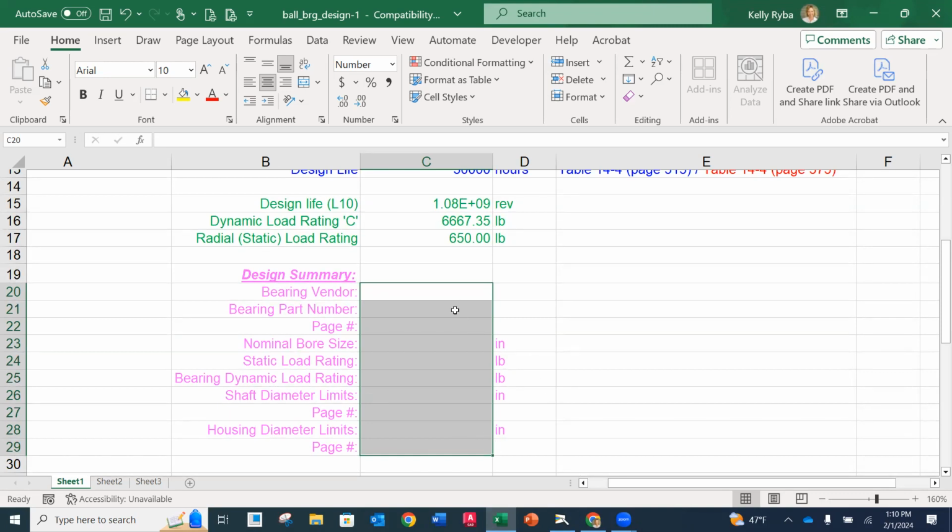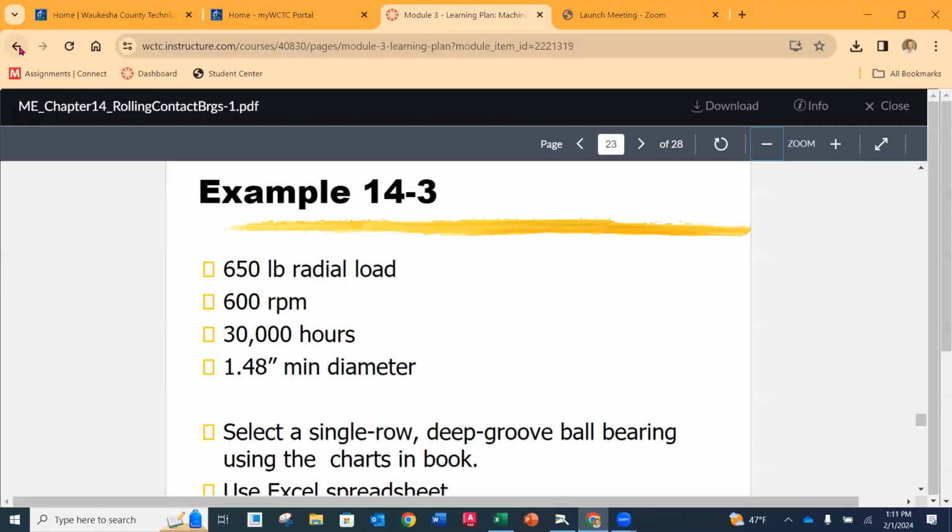Okay. So the first thing that we want to do is we need to find out what bearing is going to work for us. Now, the bearing that they chose is going to be different because they use the catalog or the textbook pages here. We're going to use a catalog pages that I have here on Canvas.